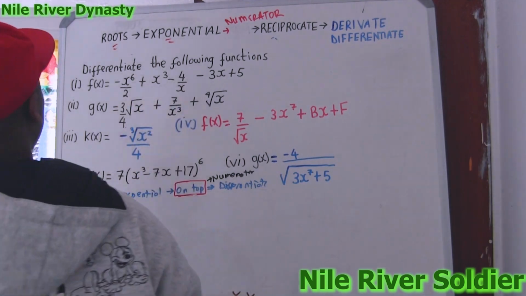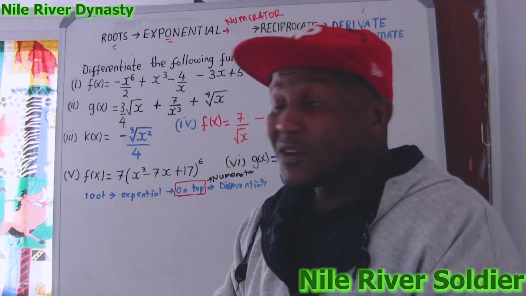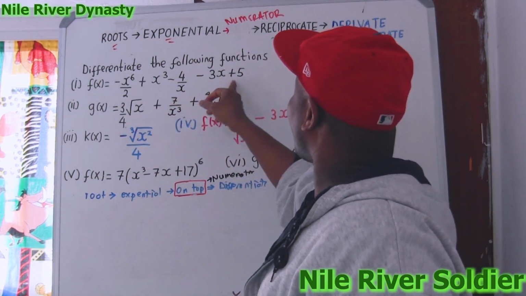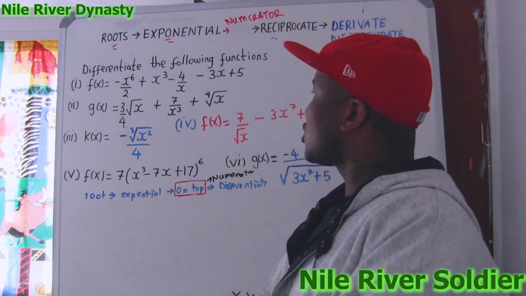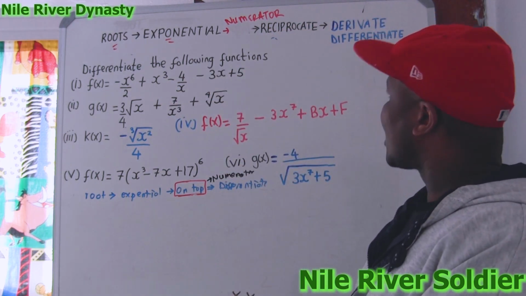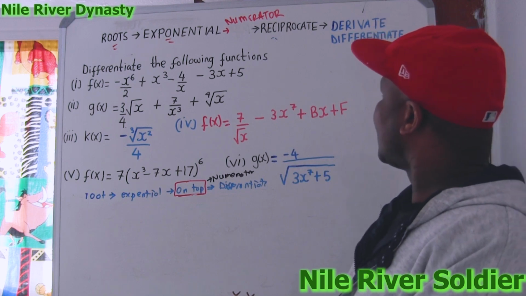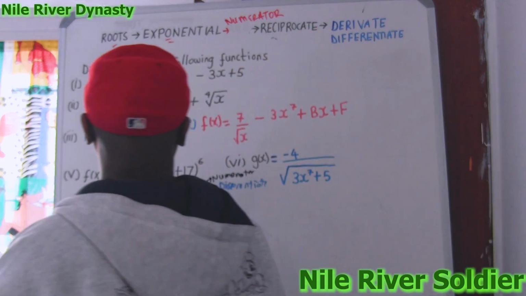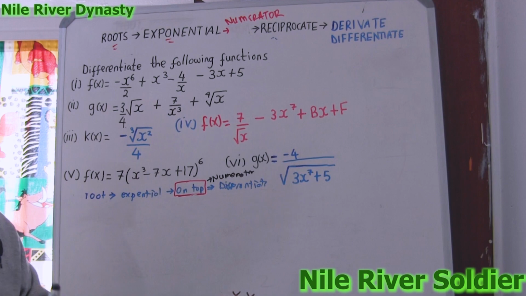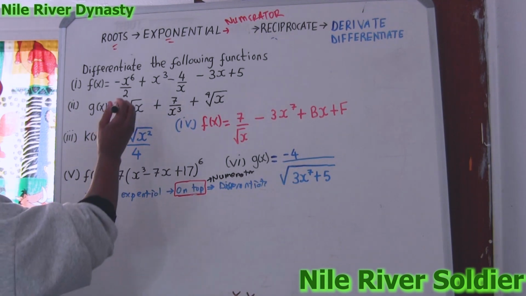Differentiate that. So first and foremost, I'm going to look at everything in the root. Do you have any root there? No root. Okay, is everything in exponential? Yes. Is everything in the numerator? No, not everything in the numerator. This one is. The everything means these x's.